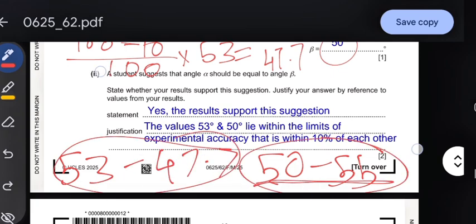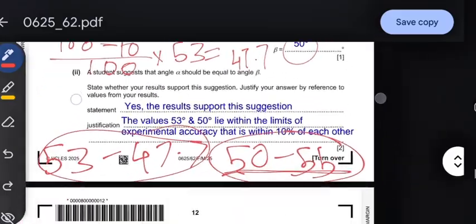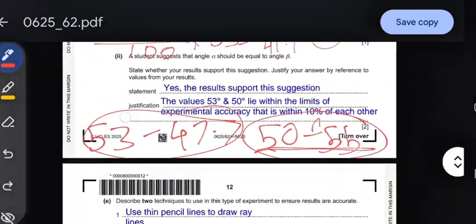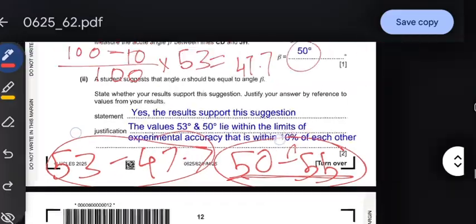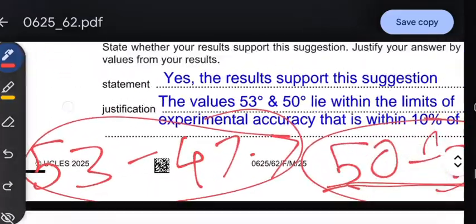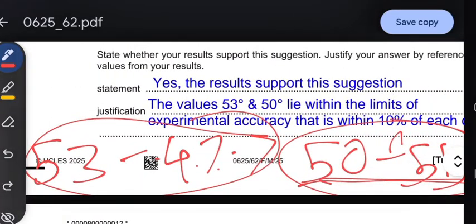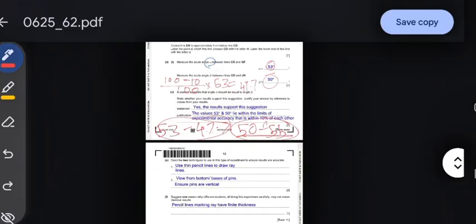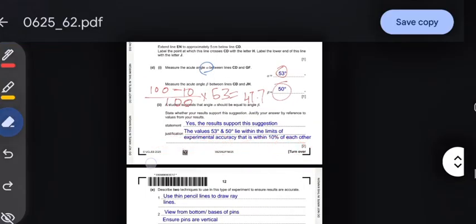So yes, if you take 50 and check 53 fits here, yes, it is between 50 and 55. If you take 53 and check if 50 fits here, yes, then you go on decreasing and you will get 50 over here. All right. So this is how you check if it's within the limits of experimental accuracy.